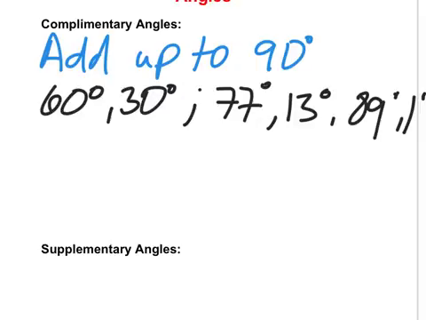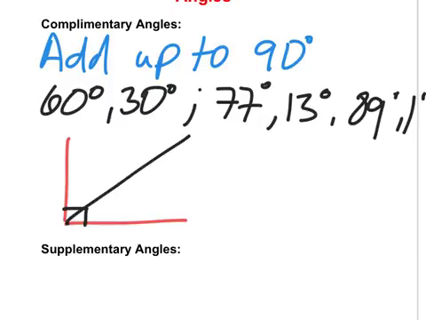Okay? What do complementary angles look like? Well, if you look at this here, we'll say that this is 90 degrees. We'll draw a line through it there. Well, this angle here and this angle here, when they're put together, they make the 90-degree angle. So they're complementary to each other. All right? Because when you put them together, they make a right angle.